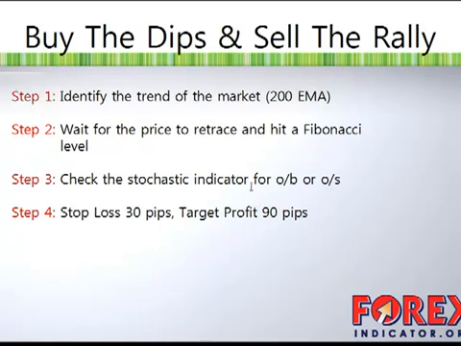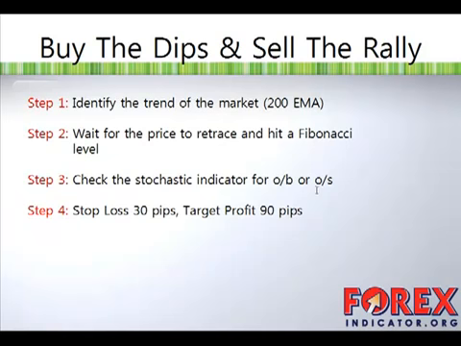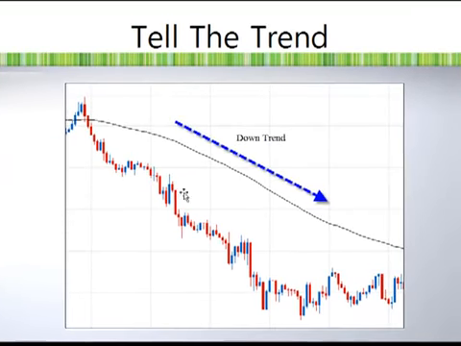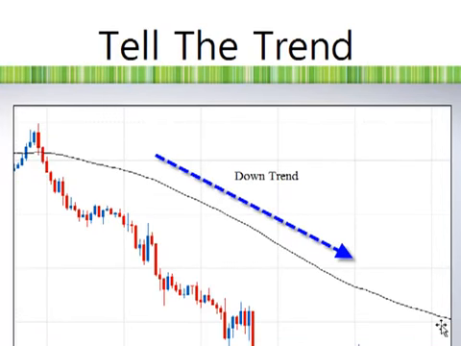I've listed down the 4 steps for you to follow, and you can just try it out on your trading chart and see if it works for you. Step 1, identify the trend of the market. This is done using the 200 EMA. Let's take a look at this picture. You can see this black line is the 200 EMA. When the 200 EMA is sloping with a good angle in a particular direction, it tells you that it's in a strong trend. In this case, it's sloping downwards in a steep gradient, so it's in a strong downtrend.